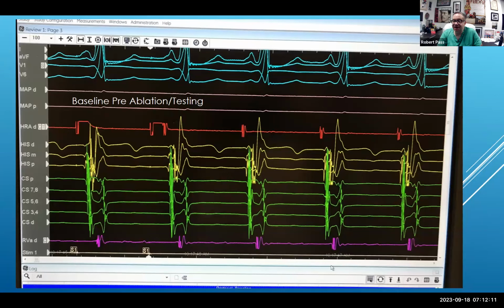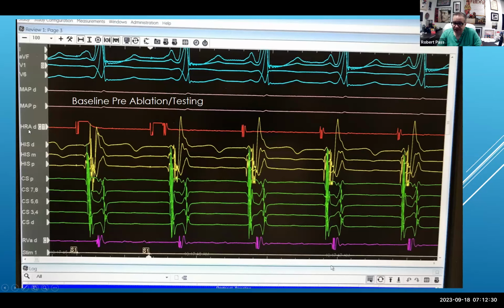But some labs have an almost religious fanaticism against colors in general and want everything white. Some will use different colors. Some will put the His below the CS, the high RA at the bottom. Every place is different, so you have to look at what the signals are.